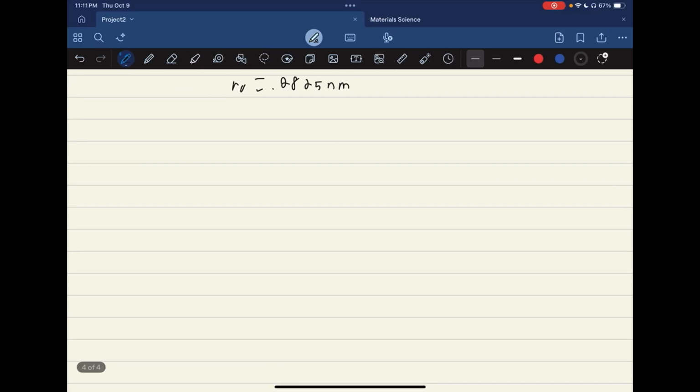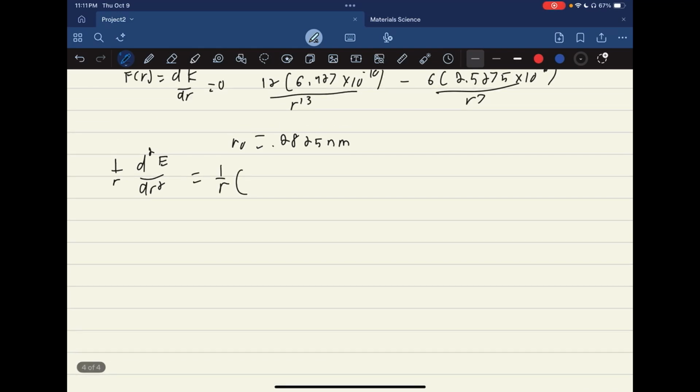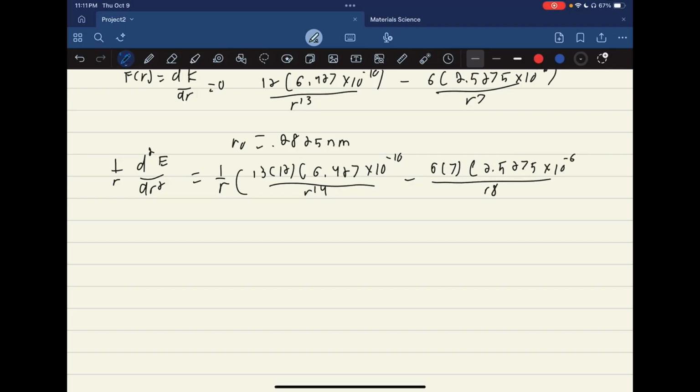All right. And then for the Young's modulus, it's again 1 over r times the second derivative, so it's d2E over dr2. And then that would give me 1 over r times 13 times 12 times 6.427 times 10 to the negative 10th over r to the 14th this time, minus 6 times 7 times 2.5275 times 10 to the negative 6th, this time over r to the 8th.